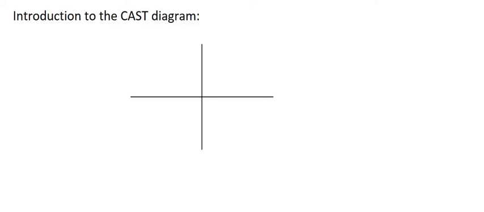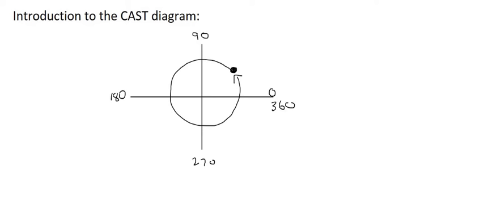So the CAST diagram starts off in this quadrant over here, which we'll call quadrant 1. It then moves in an anti-clockwise direction all the way back to quadrant 1. We can think of this as 0 degrees, then it goes up to 90 degrees, 180, 270, and back to 360. And so, as we did say, this is quadrant number 1. This we'll call quadrant number 2, quadrant 3, and quadrant 4.